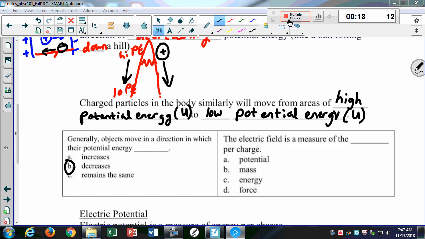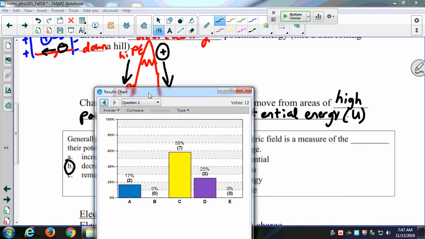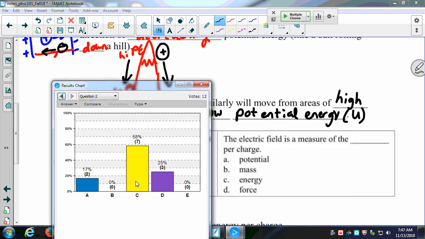All right, we'll stop at 21. Yeah, no, it's going to be D, force.